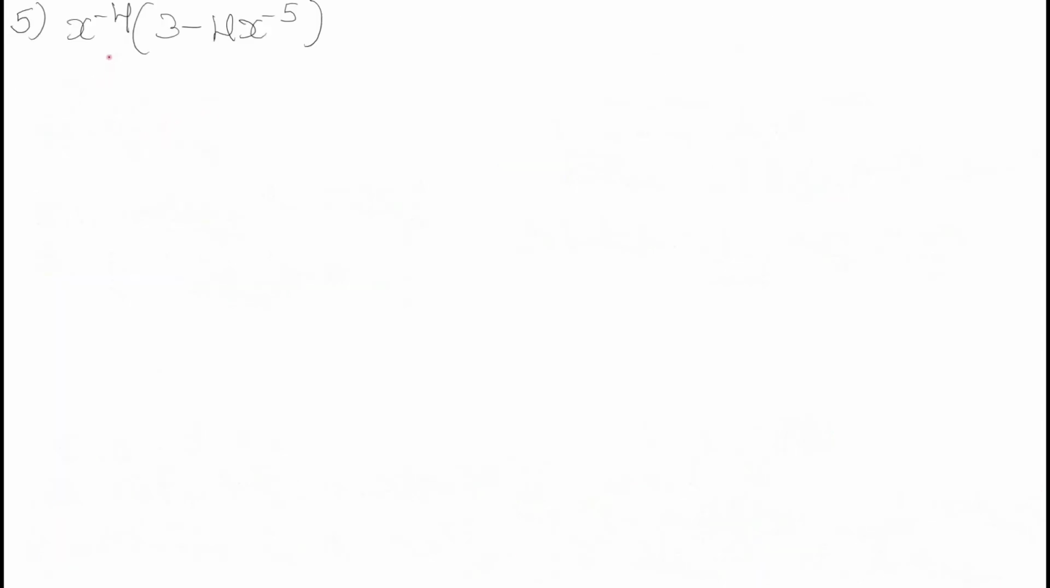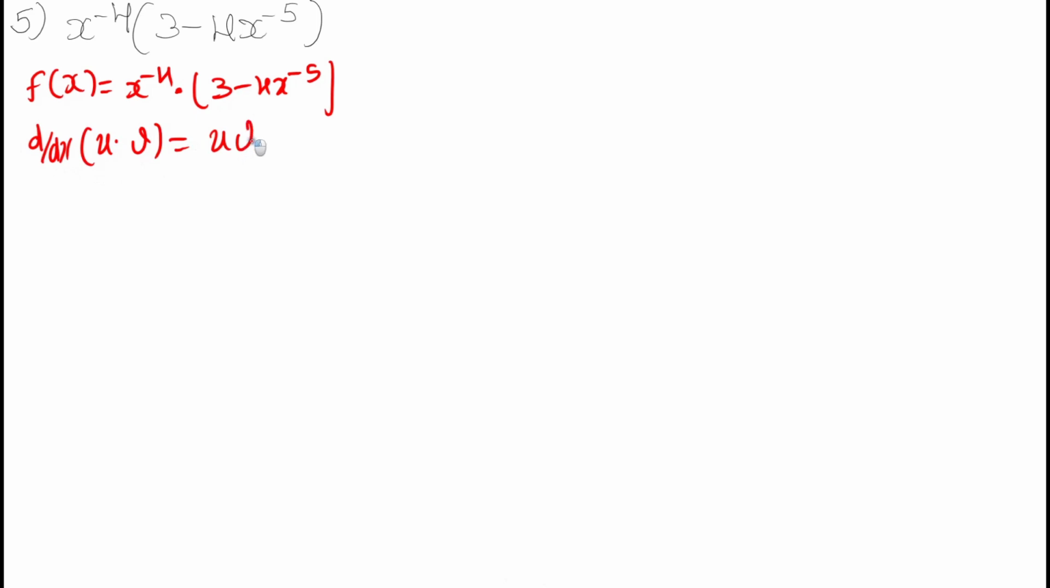Next question: x to the power minus 4 into (3 minus 4 x to the power minus 5) is there. Here f of x is equal to x to the power minus 4 into (3 minus 4 x to the power minus 5). So apply the product rule: d by dx of u into v is equal to u into v dash plus v into u dash.